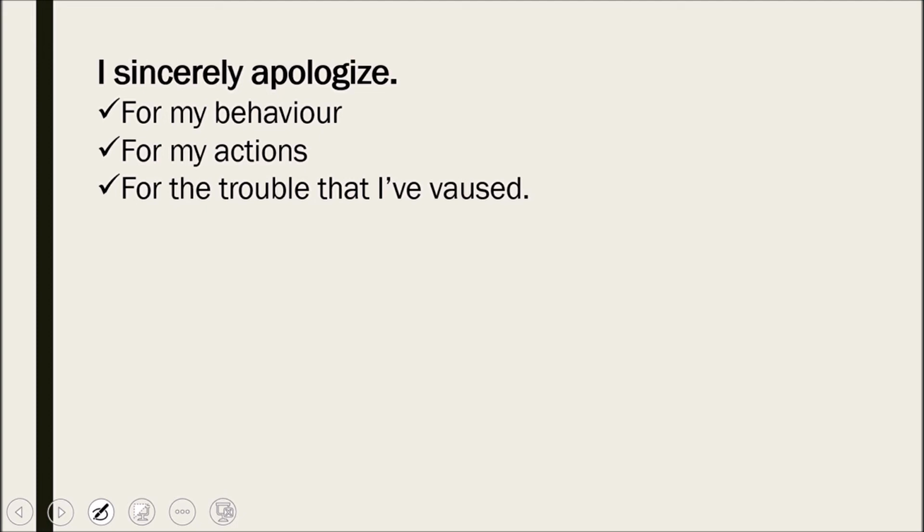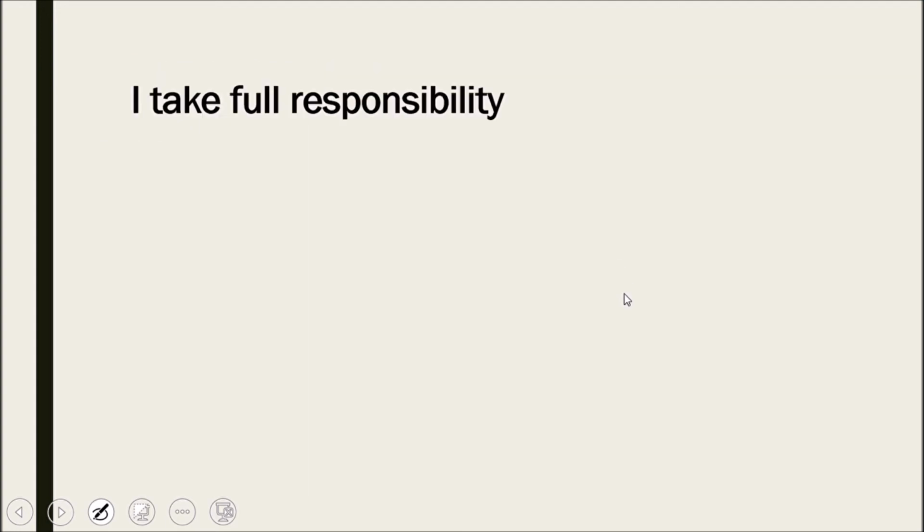So you can say, I sincerely apologize. Now you have to use one of these phrases next to this sentence: I sincerely apologize for my behavior, or I sincerely apologize for my actions, or I sincerely apologize for the trouble that I have caused. Or you can say something like, I take full responsibility for my actions, or I take full responsibility for the trouble that I have caused, or I take full responsibility for my behavior. Now, this is a very formal apology when you have done something very serious.